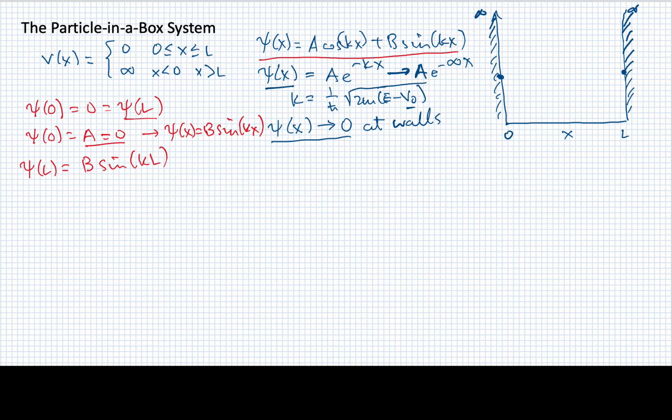And in this case, again, as in the case of the vibrating string, we saw that this had to be solved by setting kL equal to some integer multiple of pi. Or in other words, k has to be equal to n pi over L. Which means that our wave functions now, and I'll label them with this number n, where n is an integer.